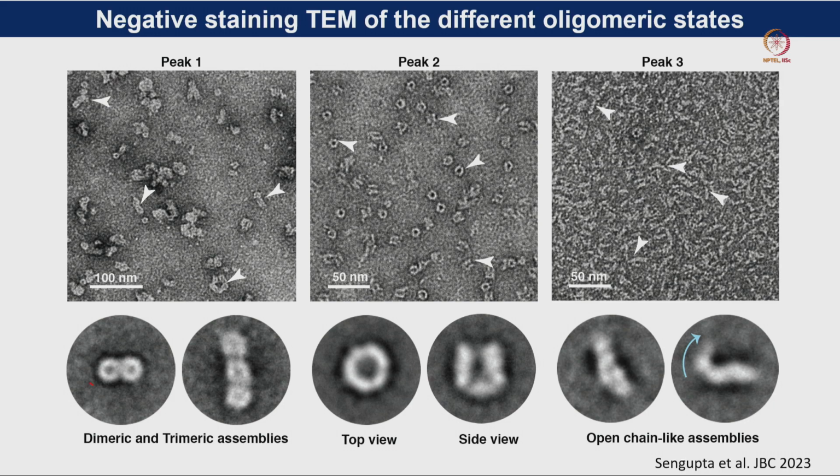In this particular case we can see there are multiple assemblies, where 2 hexamers or 2 heptamers or 3 heptamers are coming together. Here you can see 2 heptamers, here you can see 3 heptamers coming together. Now peak 2 gives a homogeneous oligomer, and we can see the top view and side view, and then we have peak 3, so three peaks in total.